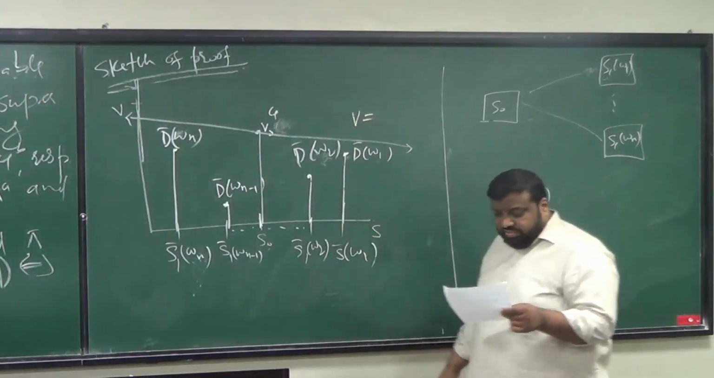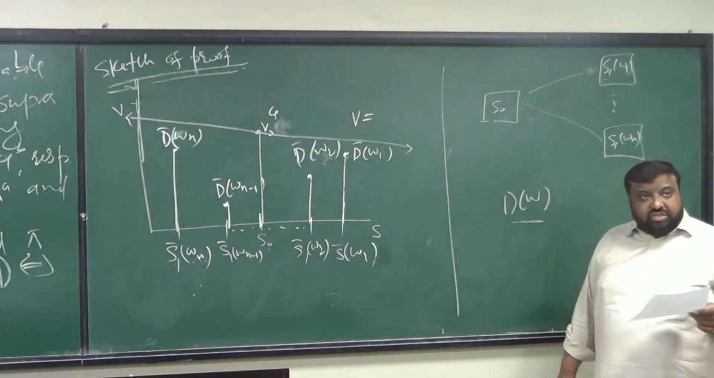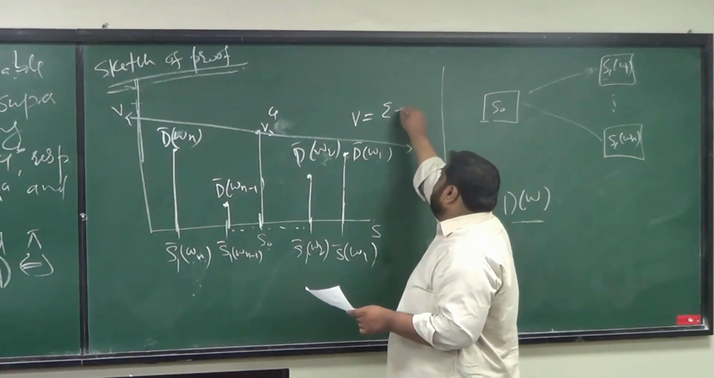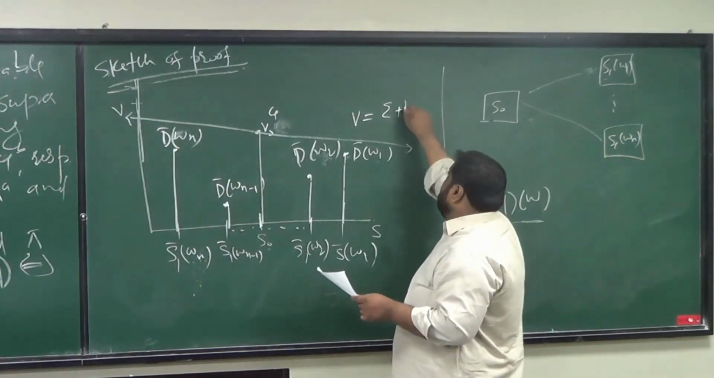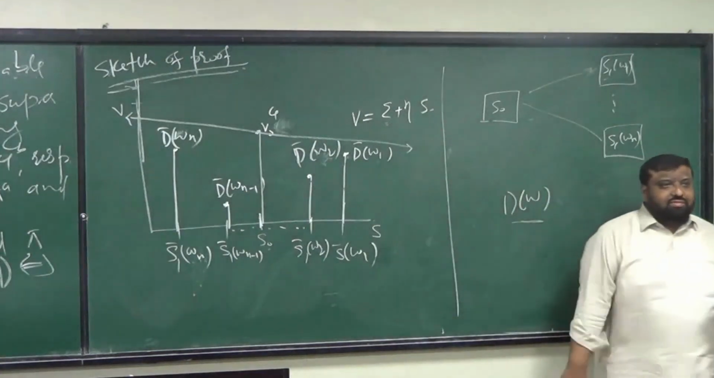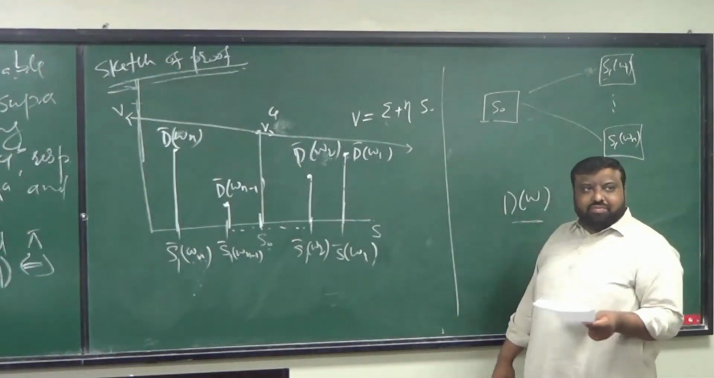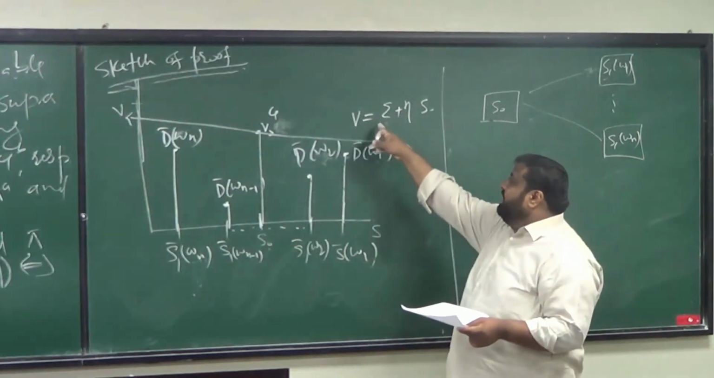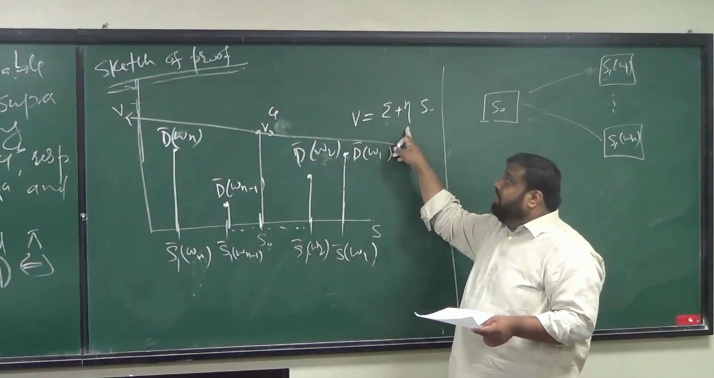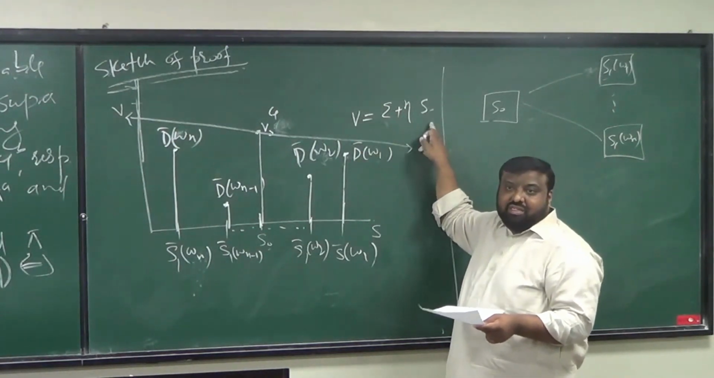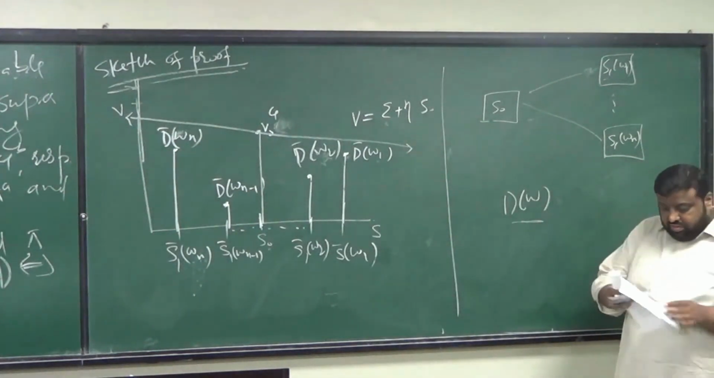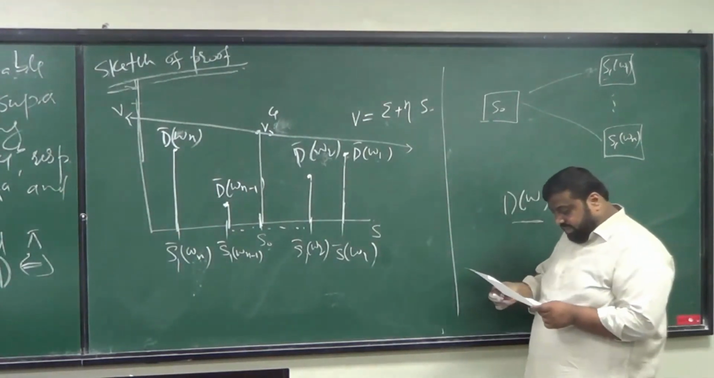What could be the potential equation of this line? The potential equation of this line is going to be xi plus phi times s. These are like A and B. So that's the intercept, and that's the slope of the line, while V and S are like x and y. Coordinate geometry.